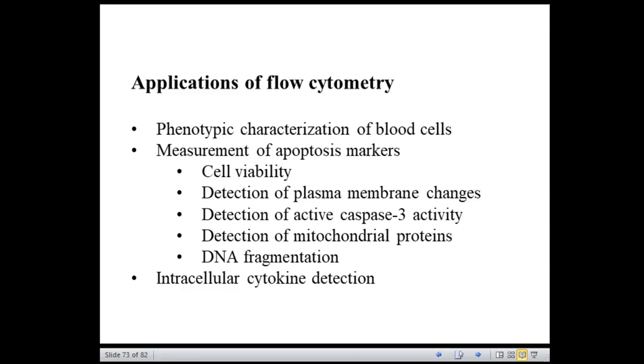Then flow cytometry is also used for detection of mitochondrial proteins, another segment of apoptotic markers. BCL2 is a human proto-oncogene which is located in the membranes of the endoplasmic reticulum, nuclear envelope, and also in the outer membrane of the mitochondria.